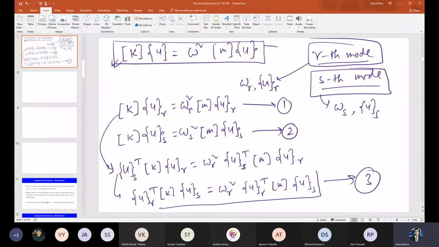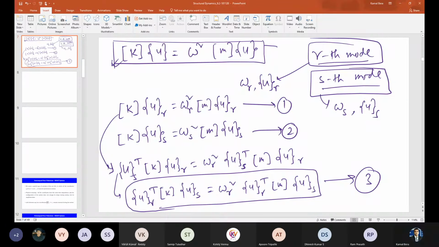Do you agree with this equation? Any doubt in getting this equation? Any line you are not able to understand or do not agree with? Or why this line came? Or why I have written like that? Anybody? Do not hesitate to ask me. Okay.